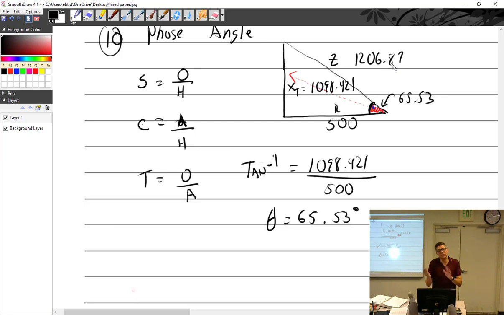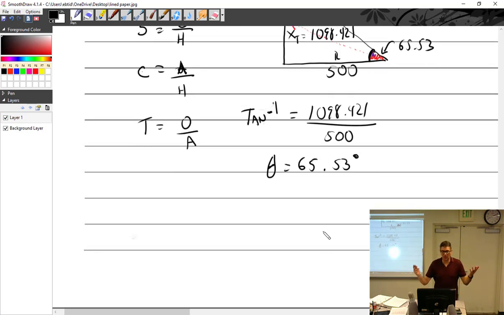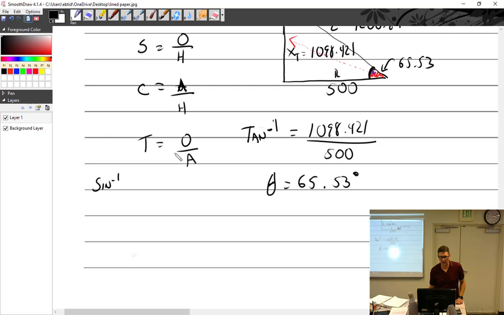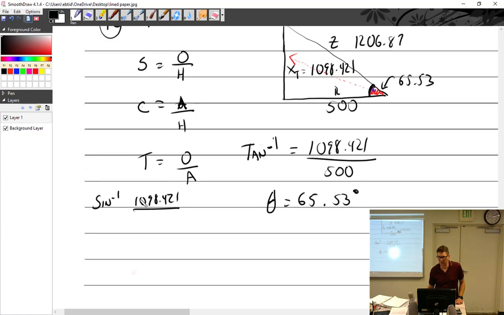Okay, we're not doing that. We're going to use the arc because we know the numbers, we just need to find the angle. And we chose arctangent just because somebody yelled out, let's use arctangent. Well, we could do sine minus 1, which is opposite over hypotenuse. The opposite is 1098.421 divided by the hypotenuse, Z, which is 1206.87. We could have done that.